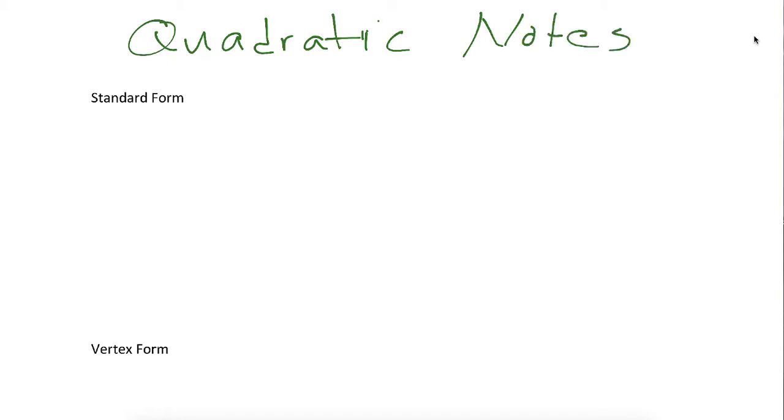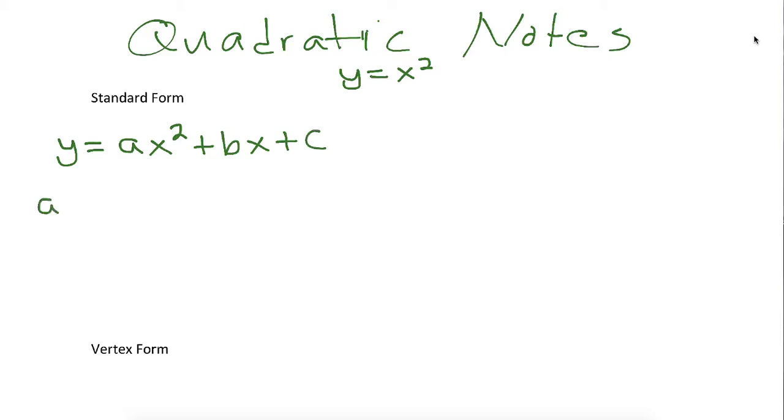So first thing, standard form. If we write a quadratic in standard form, knowing the parent function of any quadratic is y equals x squared, so that just makes a U. Standard form is y equals ax squared plus bx plus c. Remember, if a is positive, the quadratic opens up.